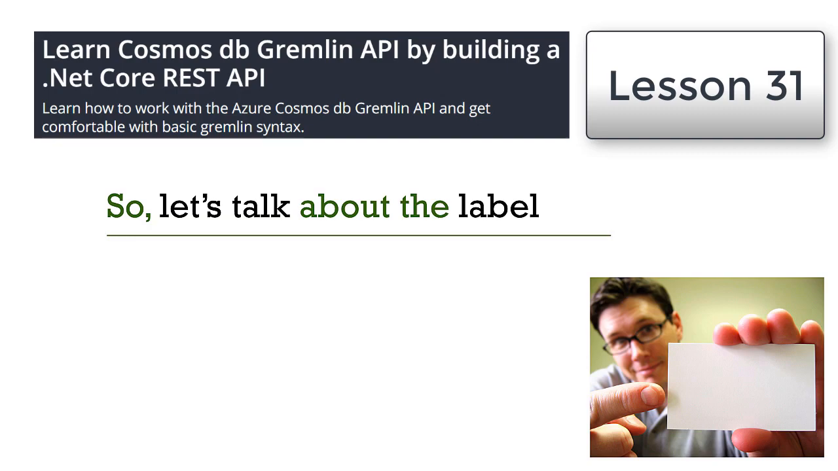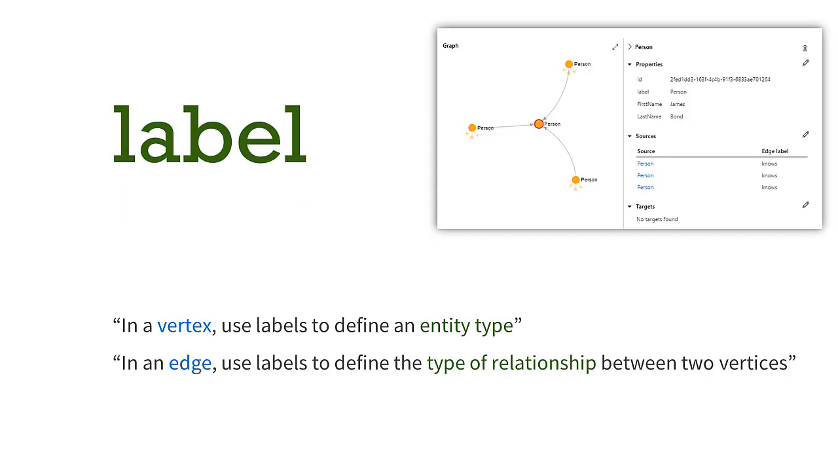What is a label? Well, the label is an internal property in Cosmos DB, and you're going to find it on every vertex and every edge. It's internal, just like ID. Every document in the Cosmos DB has an ID and a label. So how can we use this to design our graph database?